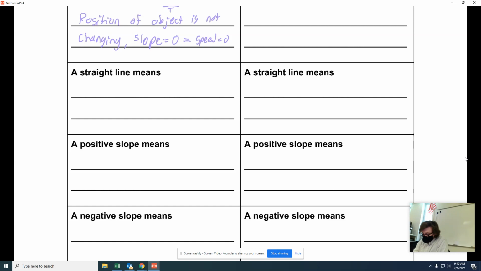The second question asks if we have a straight line. So this could be a straight line that's going up, this could be a straight line that's going down, or a straight line that is flat. All of these graphs have a straight line. If we do have a straight line, that means that the speed is not changing. So that means that we are moving at a constant speed.